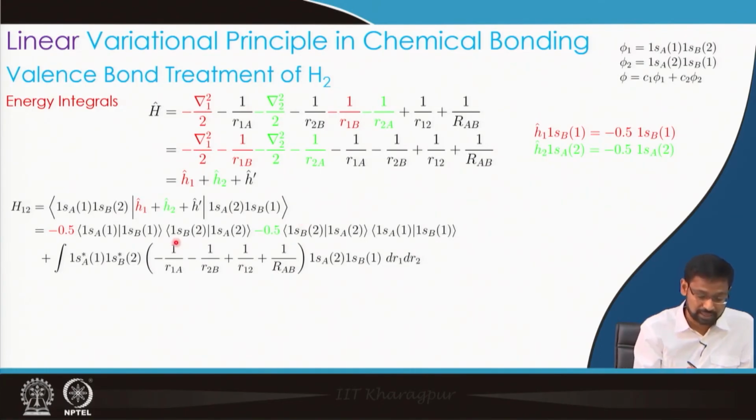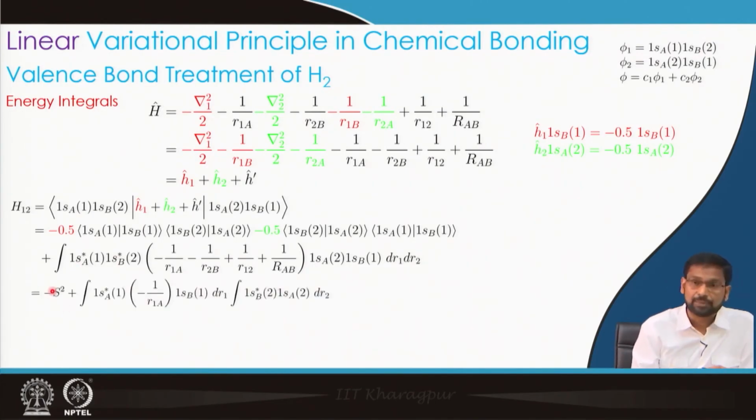Now I look at the next term, that is H prime. All these 4 terms I have written down, and in the bra I have phi 1, in the ket I have phi 2. The first term is simple, the sum of this red and green term, minus S squared. Now, just like the previous case, let us look at this minus 1 over R1a term of the operator. Since the operator depends only on electron 1, I collect only the terms that have electron 1 dependence and integrate them, and separately integrate the terms which have electron number 2 dependence.